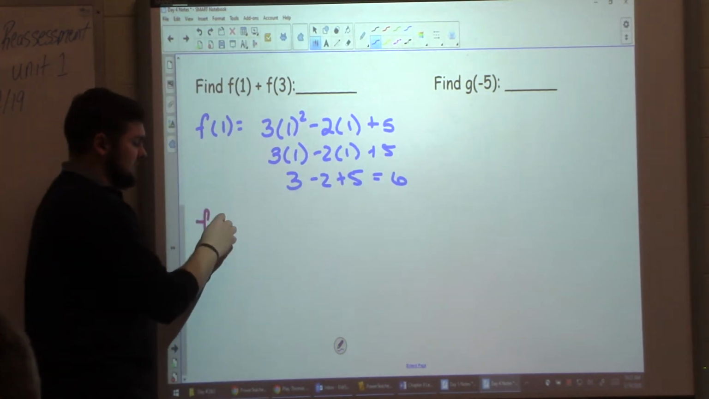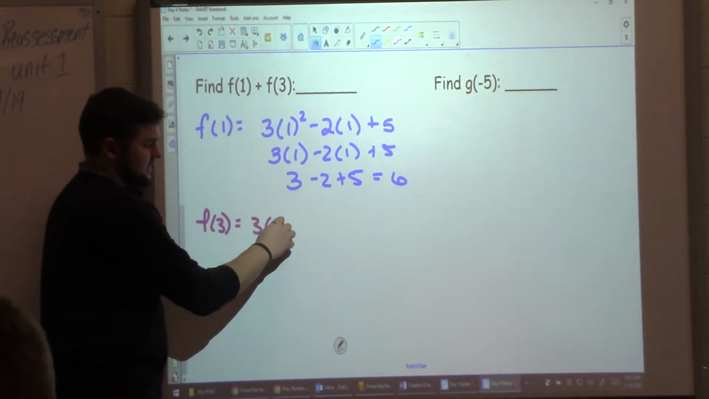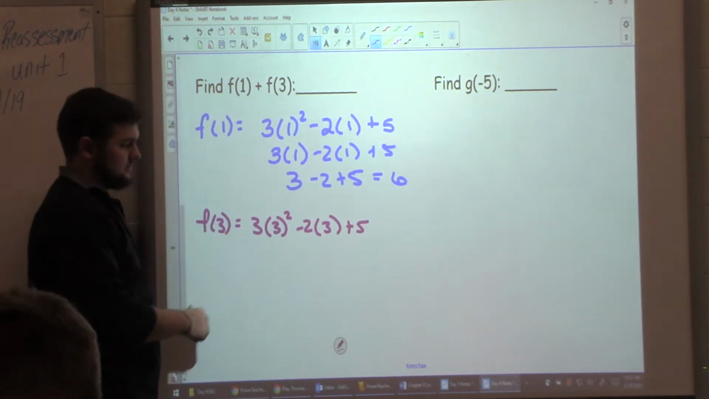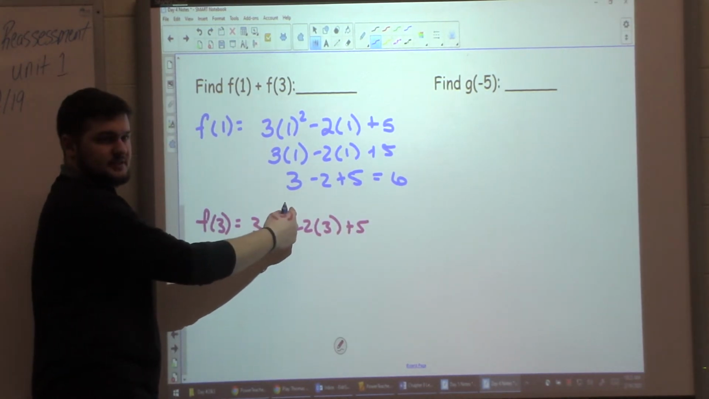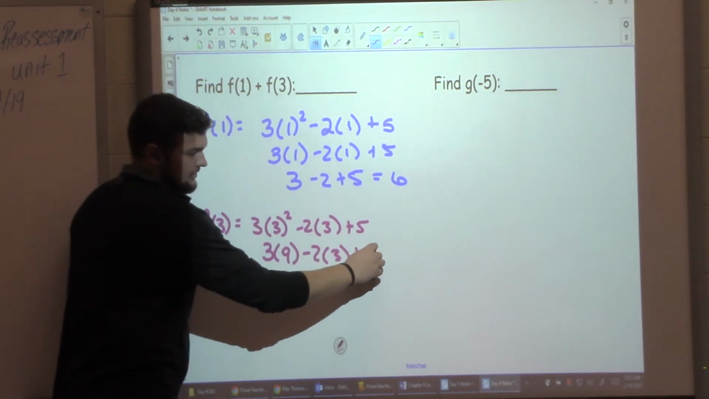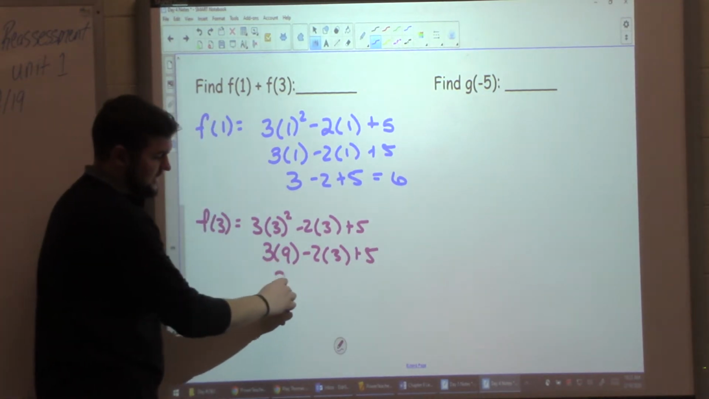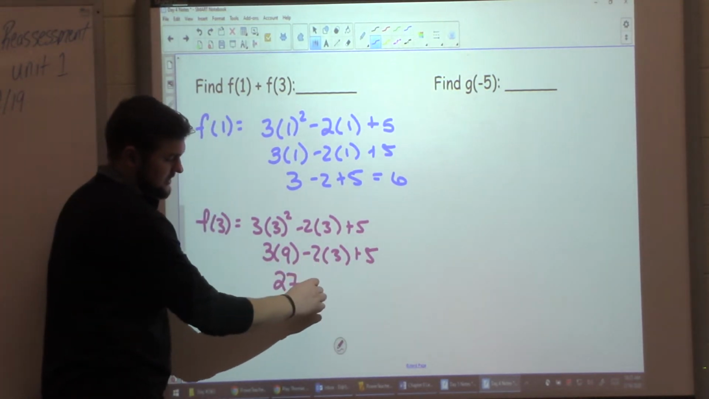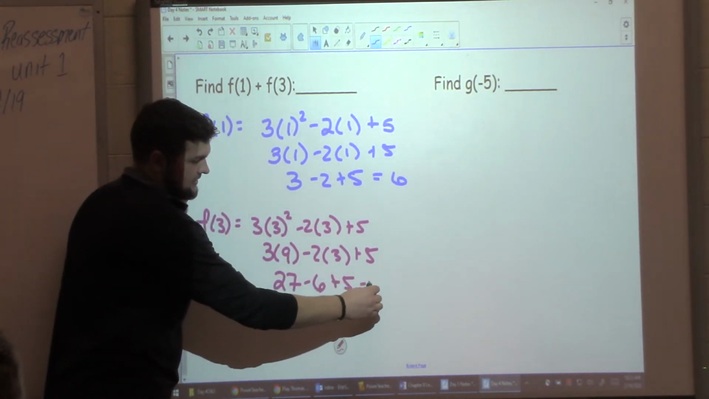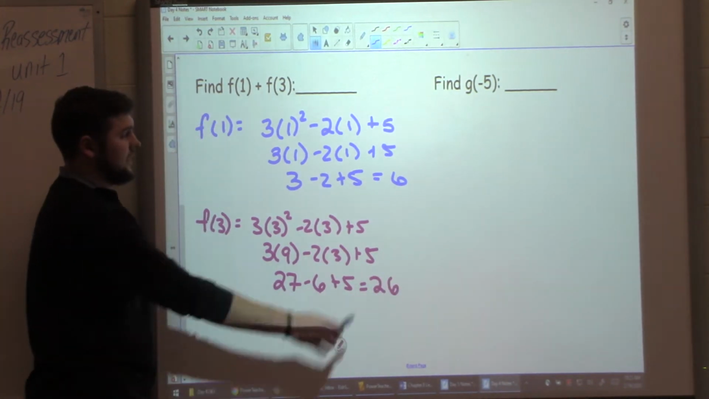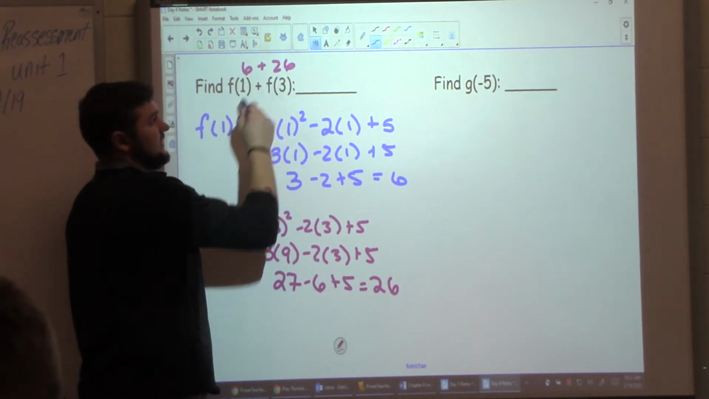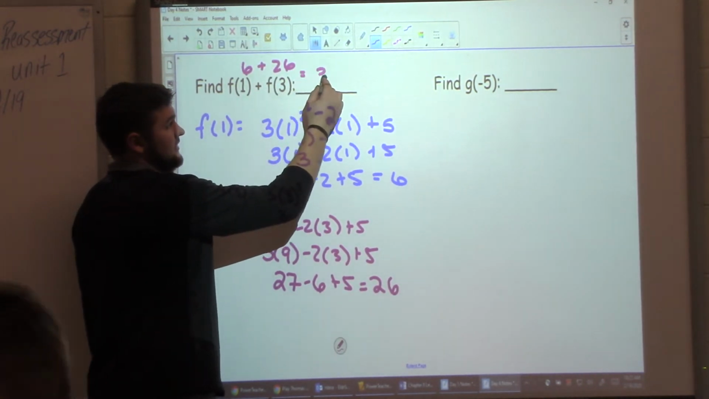Part 2 is figuring out what f of 3 equals. Well, 3 times 3 squared minus 2 times 3 plus 5. 3 squared is 9. So 3 times 9 minus 2 times 3 plus 5. 3 times 9 is 27. -2 times 3 is -6. Plus 5. We get 26. So, we found f of 1. We found f of 3. Let's add them together. We get 32.